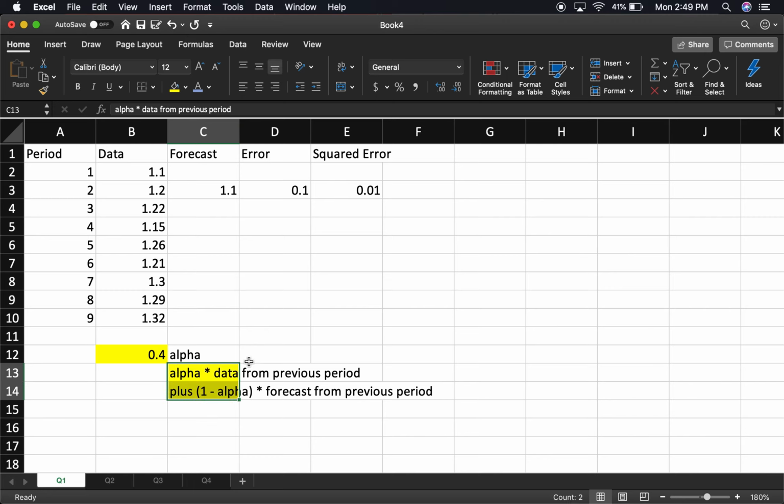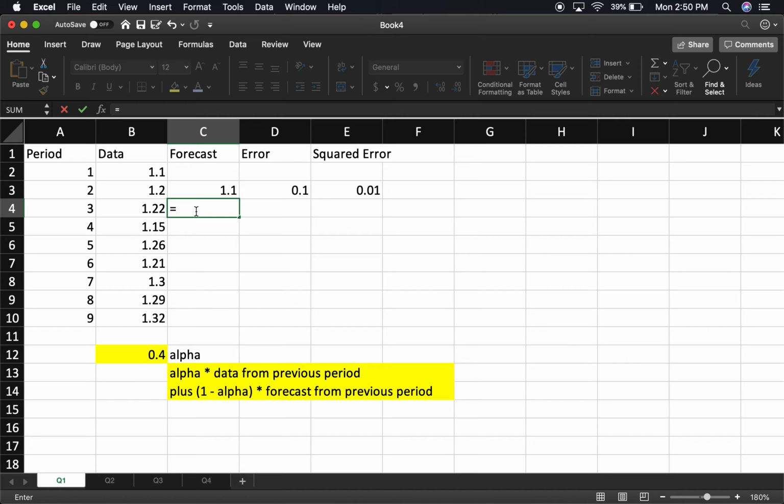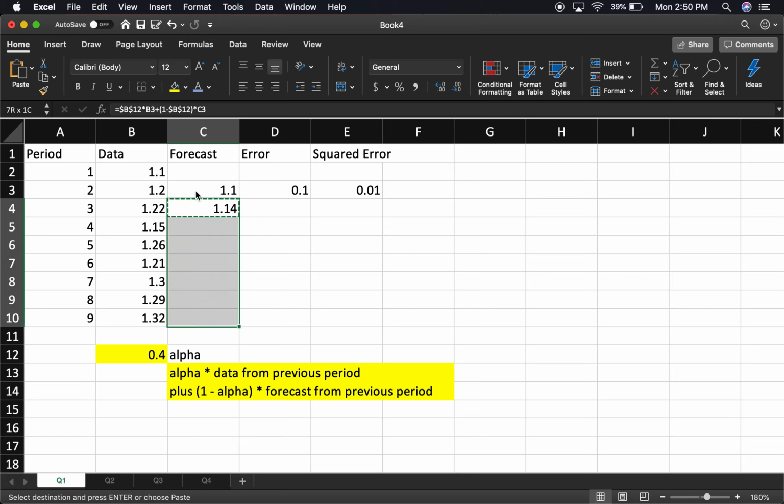So I'm just going to try to execute this as best I can. Alpha times the data from the previous period. So equal in this column C. Alpha is in B12. I'm going to lock it in. Times the data from the previous period. What was that? 1.2. Now I have plus 1 minus $B$12. Again, I keep the same alpha as before. Now what was the forecast? 1.1. Okay, and I'm just going to copy that all the way down.